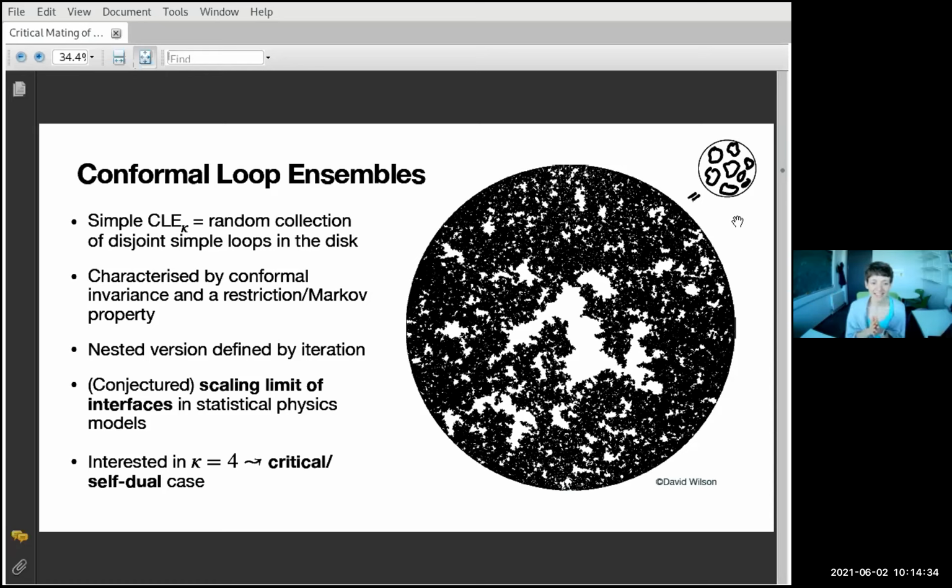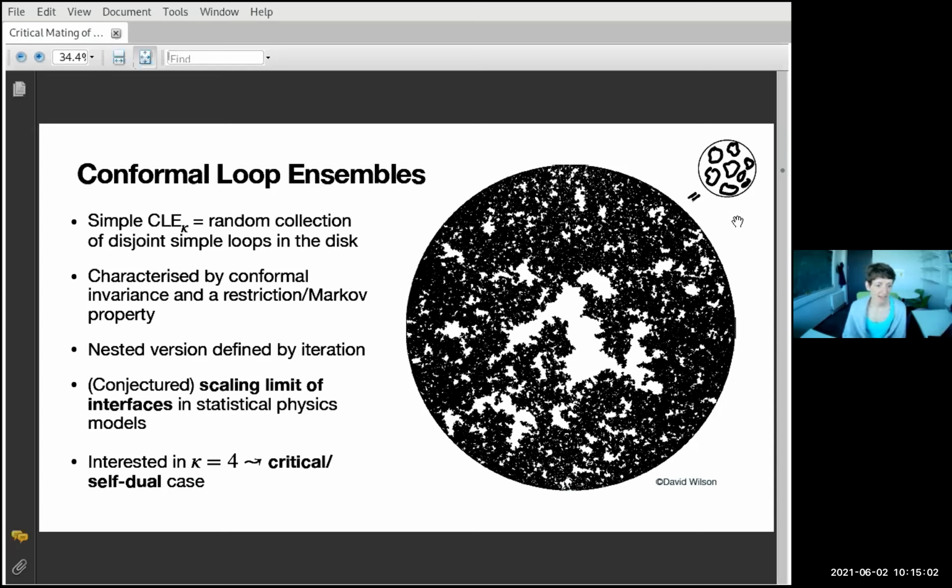Okay, so in the case kappa equals 4, the loops are simple and they are disjoint, but kind of barely so. The boundaries get really close to touching themselves, and lots of the loops get very close to one another. So the case kappa equals 4, which is going to be the case of interest in this talk, and indeed is the case that's simulated on the right hand side, is a kind of special critical point.